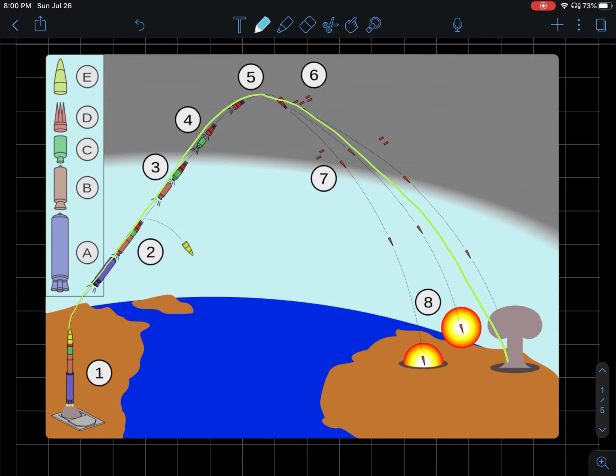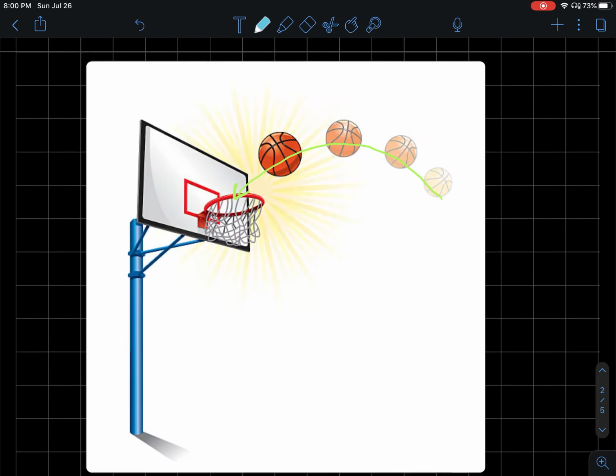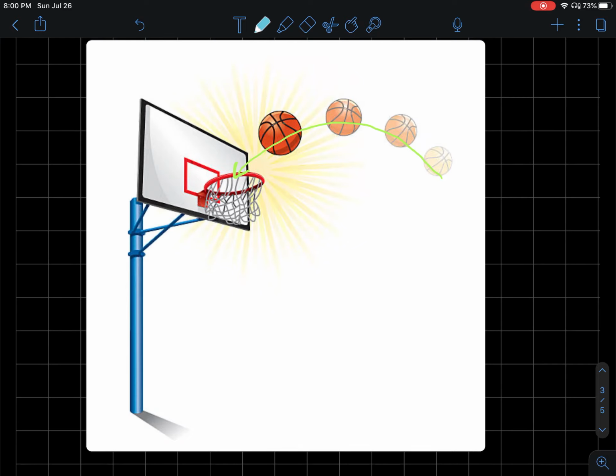Also, if you're interested in sports, here's a basketball going into a hoop. Again, look at that outline of the U shape that it takes to go into the hoop. Again, it's the graph of a parabola. So there's another way you can see quadratics in real life.